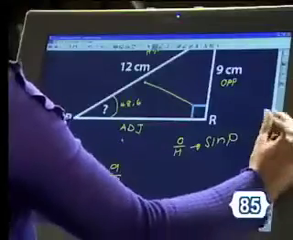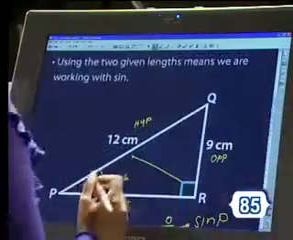So guys, while we have now worked out the value of P, you will often be asked to solve the triangle. Now what that means is you need to find all of the unknown angles and all of the lengths in the triangle. So in this case, we've just worked out the value of angle P.